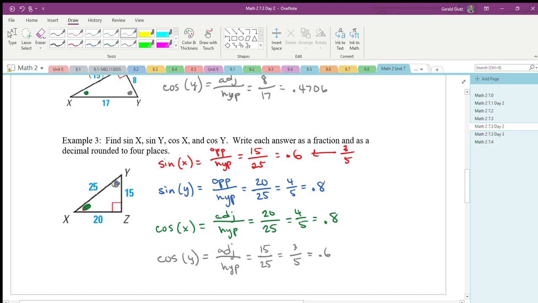So notice there's a couple patterns here. So when I take the sine of x, I get 0.6. But when I take the cosine of y, I also get 0.6. And then sine of y and cosine of x are both 0.8. That's because if you're using the adjacent side of angle x, that's also the opposite side of angle y. So sometimes you'll get the same answers using different trig functions.